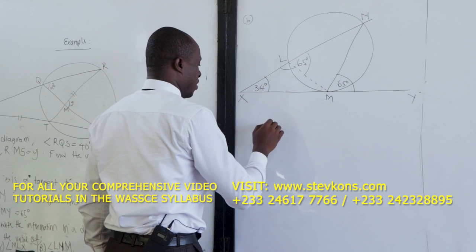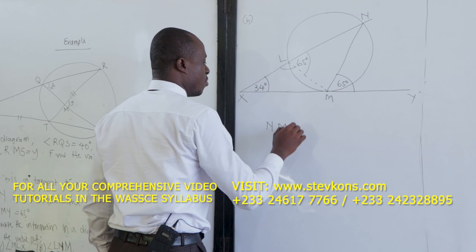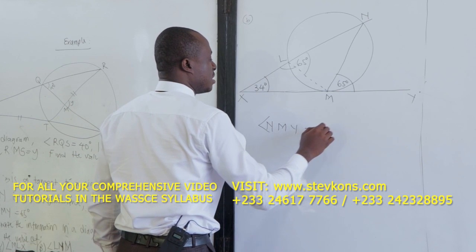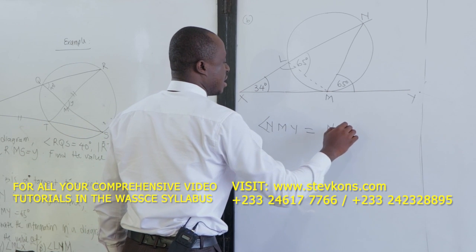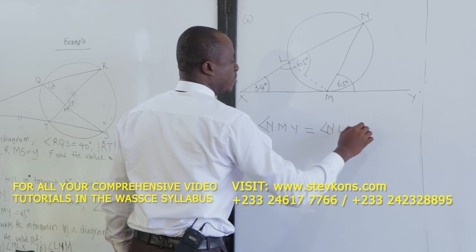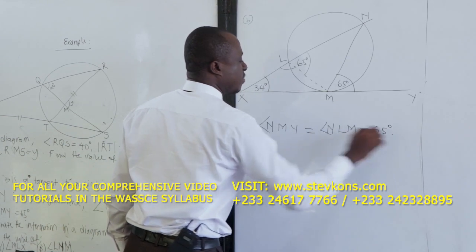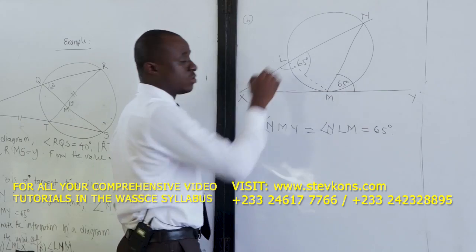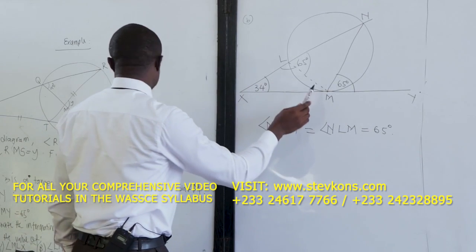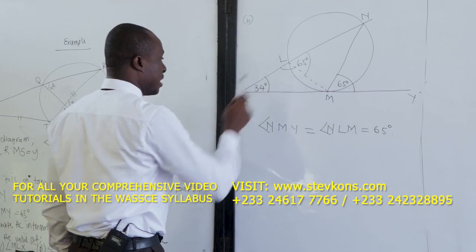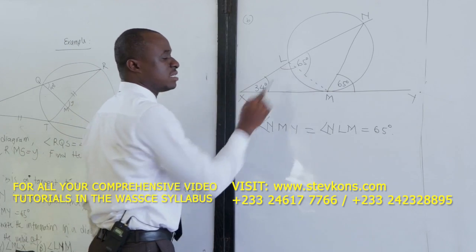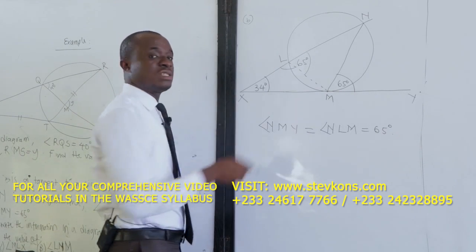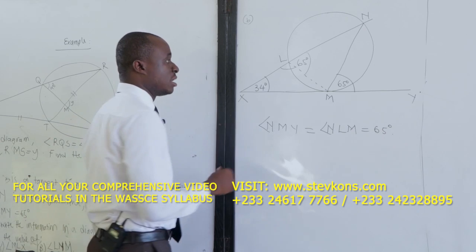So we have angle NMY is the same as NLM, which is equal to 65 degrees. The angle over here is equal to the angle over there. Now what are we looking for? MLX. So this plus this is equal to 180, because this is a straight line. Sum of angles on a straight line equals 180.